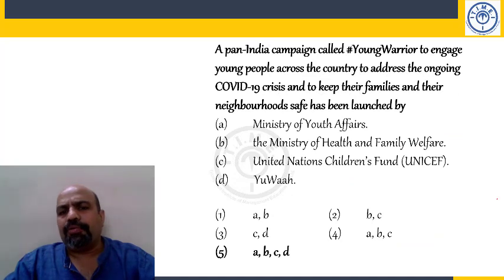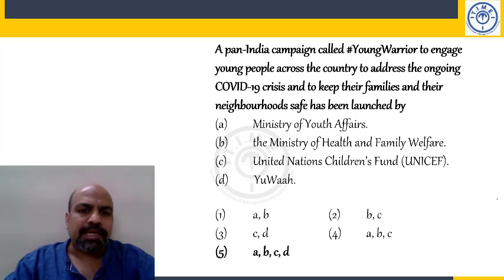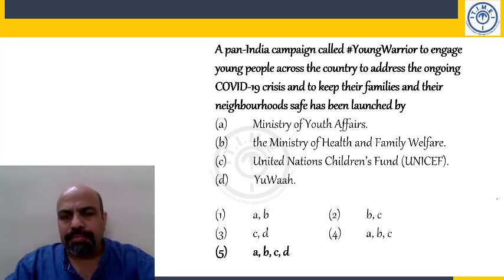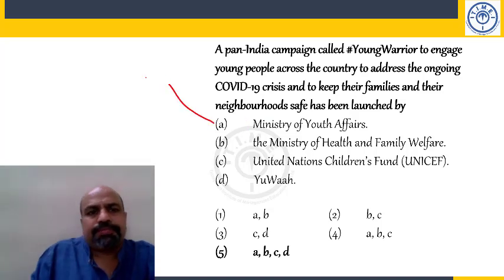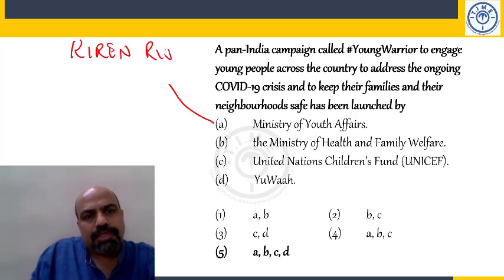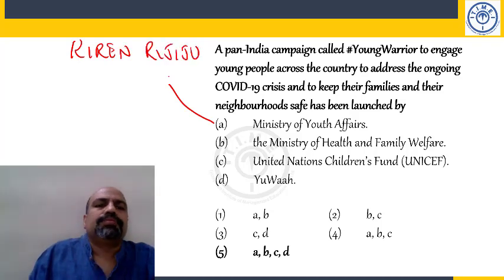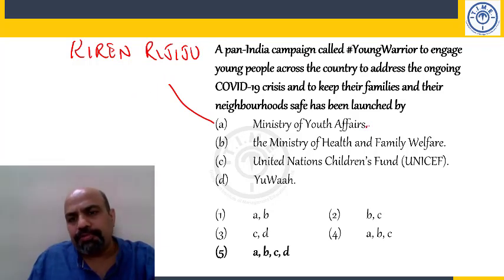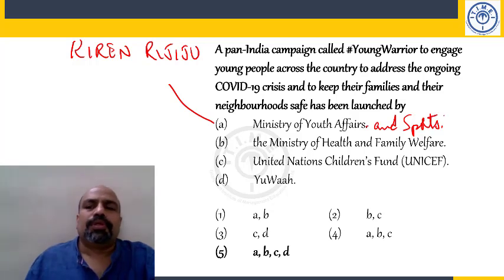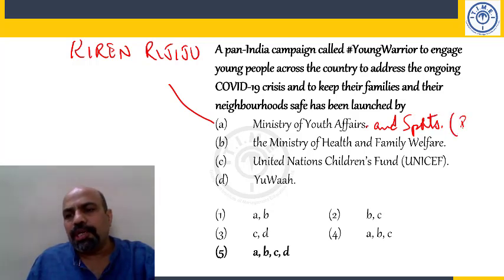A pan-India campaign called Young Warrior to engage young people across the country to address the ongoing COVID-19 crisis and to keep their families and their neighborhoods safe has been launched. Who is the Minister of Youth Affairs? Kiran Rijiju. Ministry of Youth Affairs and Sports, that's the full form. This is independent charge.